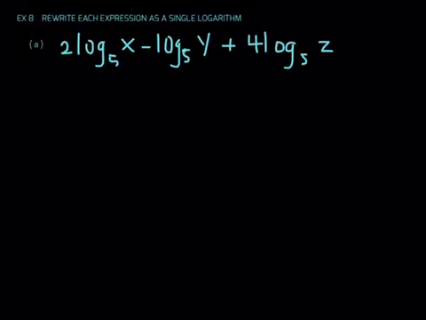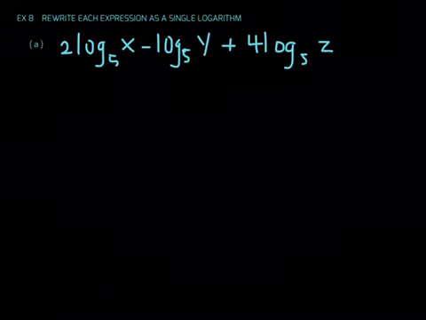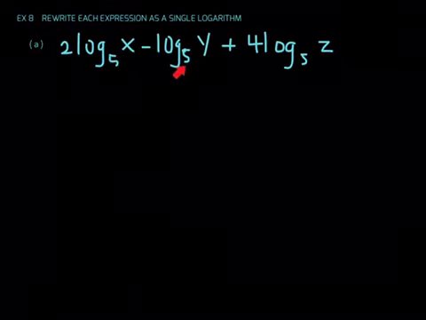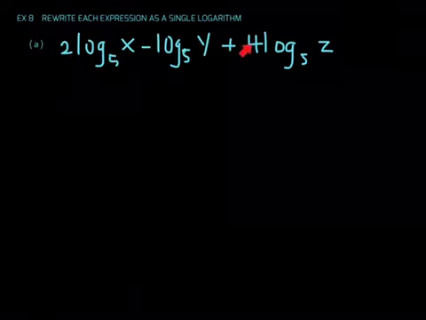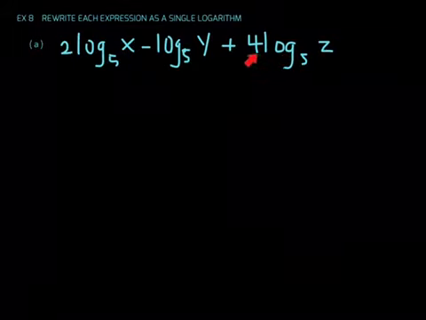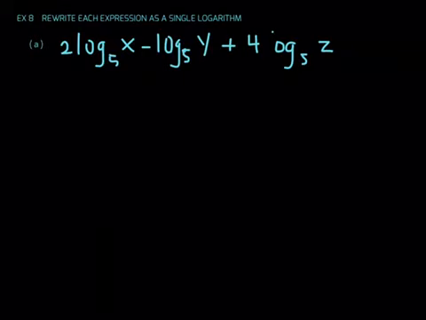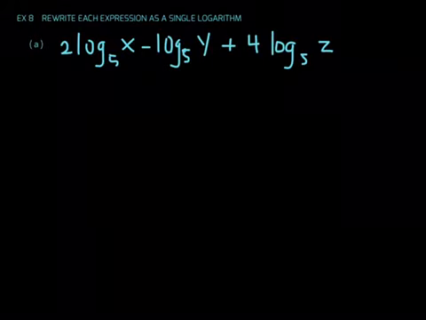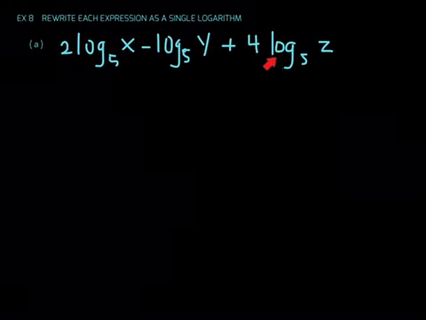We got 2 times log base 5 of x, minus log base 5 of y plus 4 times log base 5 of z. This looks like the number 41. Should I clean that up a little bit? Maybe, I don't know what would look better here if I put the L closer to there. That's a little better, isn't it? 4 times log base 5 of z.